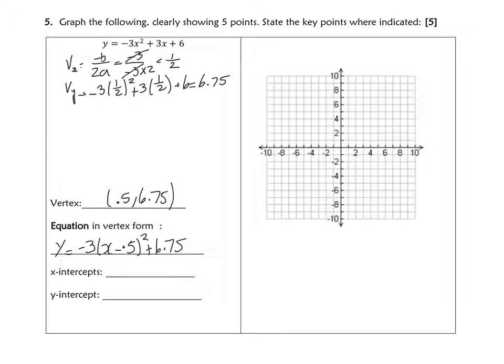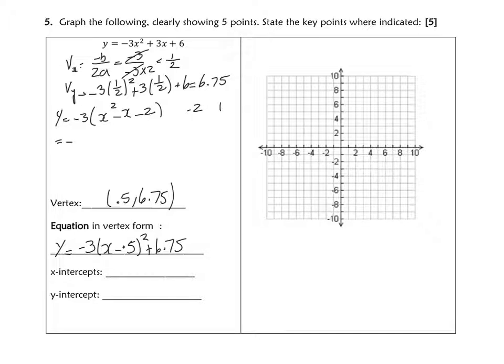To find the x-intercepts, I'm going to factor the main equation first. So I'm going to write y is equal to factor negative 3 out, so negative 3 times x squared minus x minus 2. Now the leading coefficient is 1, so I can use the sum and product. Find two numbers whose product is negative 2 and whose sum is negative 1. Those two are negative 2 and 1, because negative 2 times 1 is negative 2 and negative 2 plus 1 is negative 1.